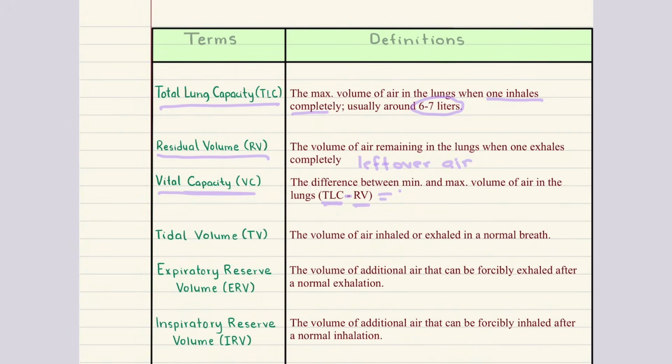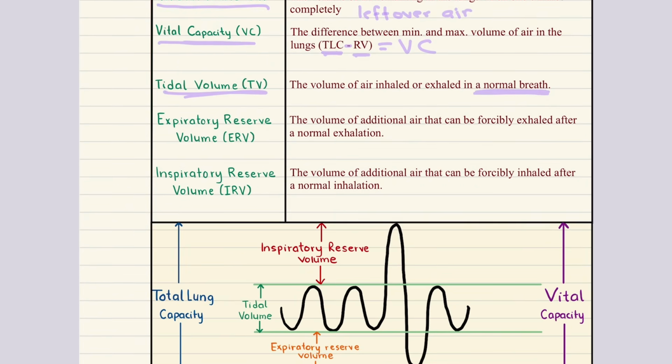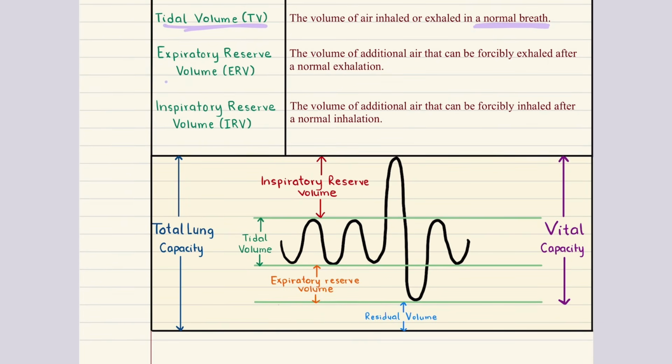Next is tidal volume, or TV. This is the amount of air you breathe in or out during a normal, relaxed breath. It's just your regular breathing at rest. Then we have expiratory reserve volume, or ERV. This is the extra amount of air you can forcibly exhale after a normal exhale. So after breathing out normally, ERV is the additional push of air that you can force out.